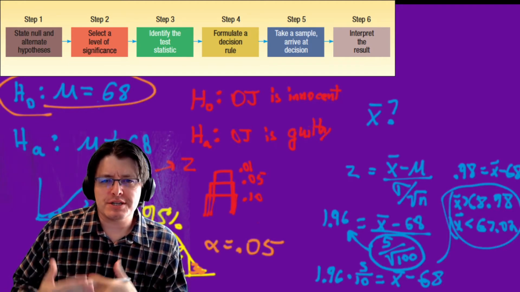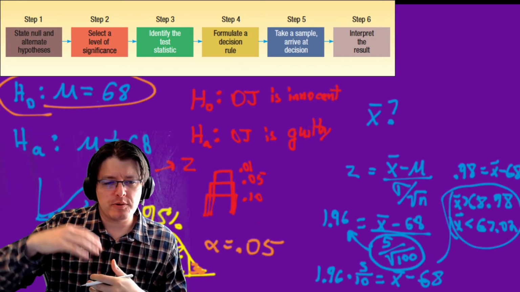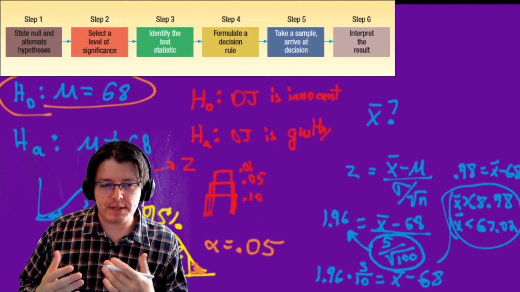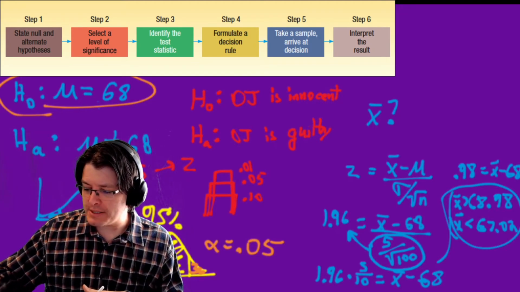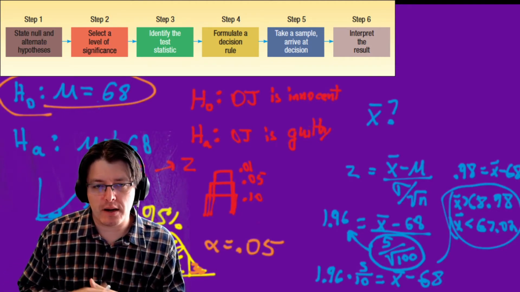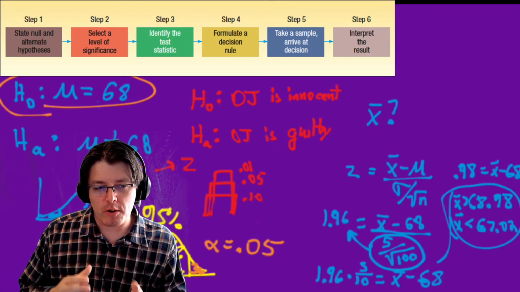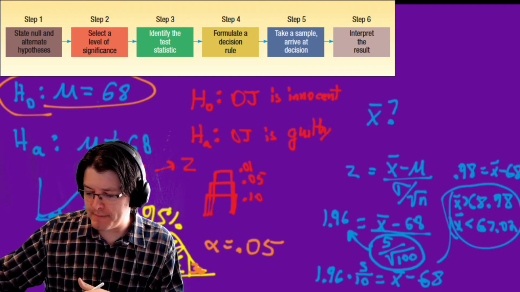And that really turns us into step 6. Once we've looked at the sample, how do we interpret that? Again, that's all about whether or not we can reject the null. And we'll have more practice with this as we see more examples.